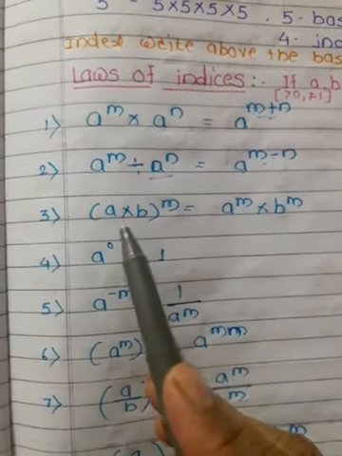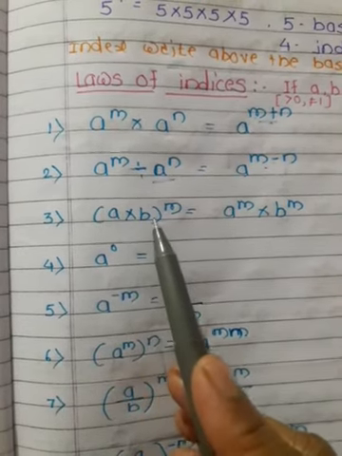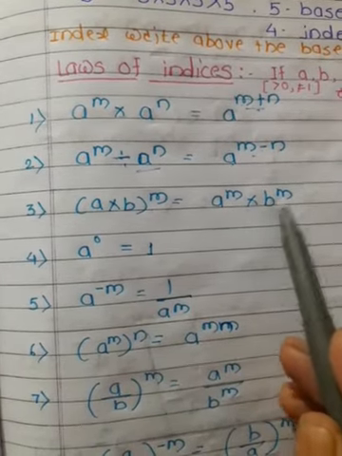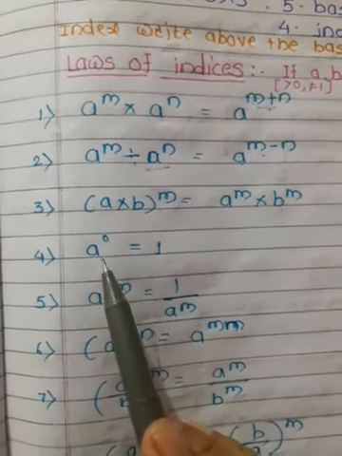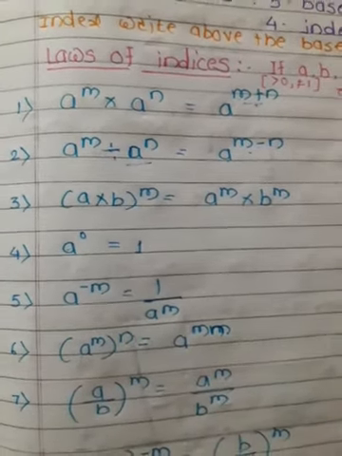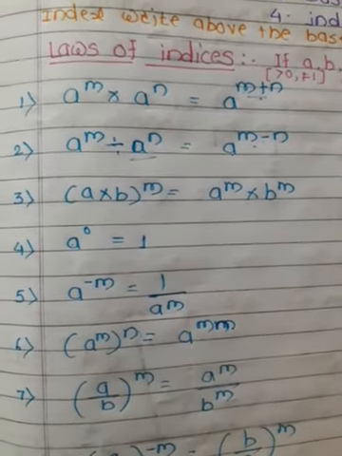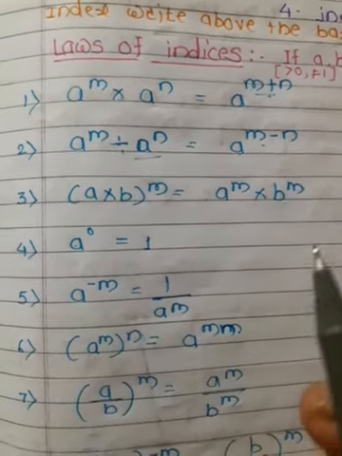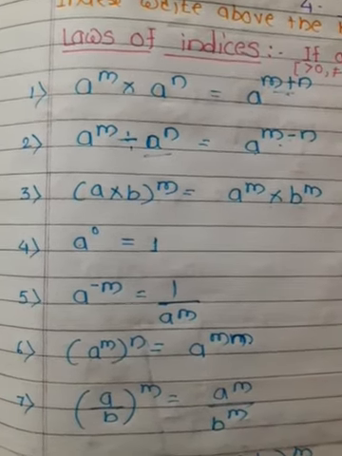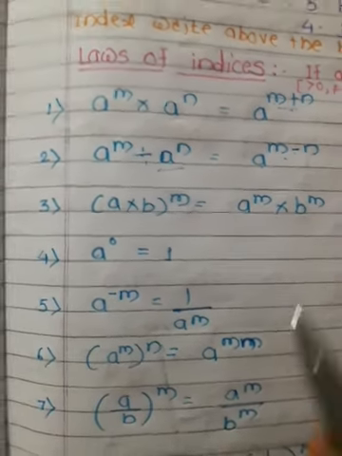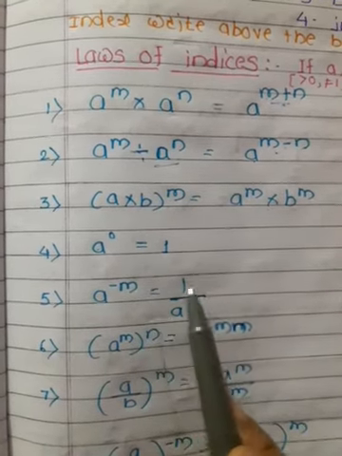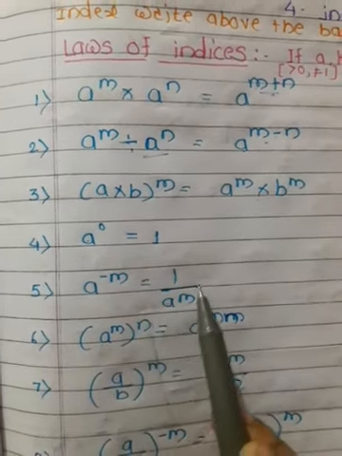Then the third law, bracket A into B bracket close raised to M is equal to A raised to M into B raised to M. Then the power of 0: A raised to 0 is equal to 1. For example, 5 raised to 0 is also 1. 50 raised to 0 is equal to 1. 1000 raised to 0 is also equal to 1. Correct.